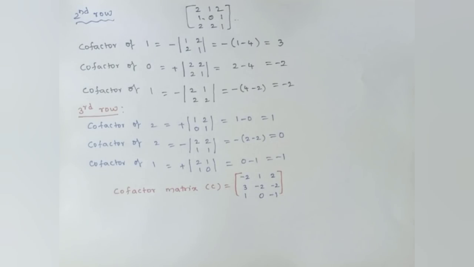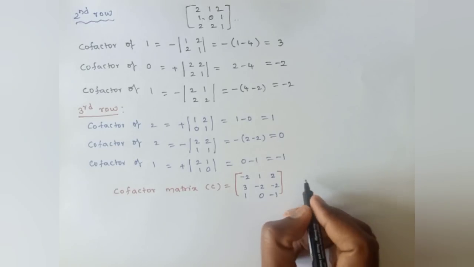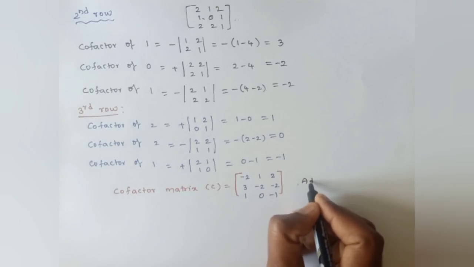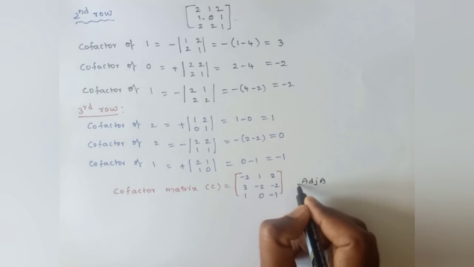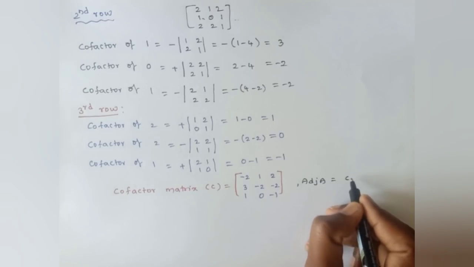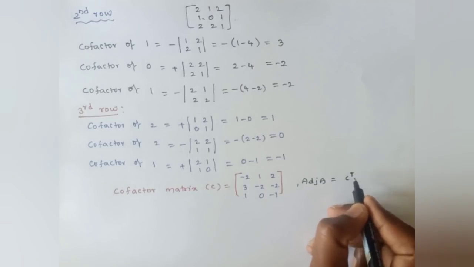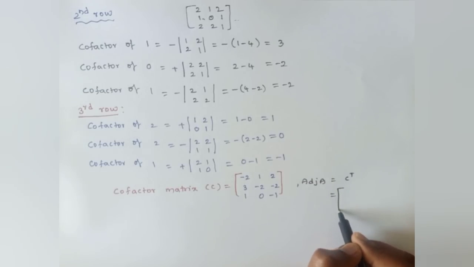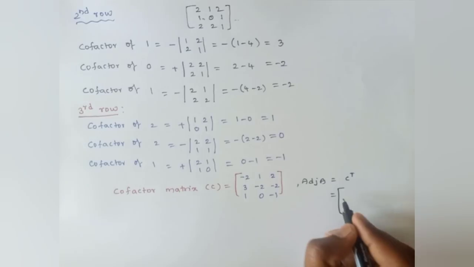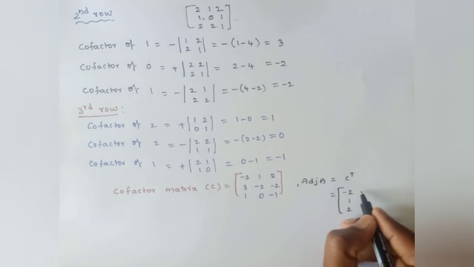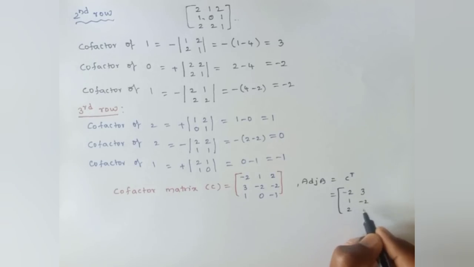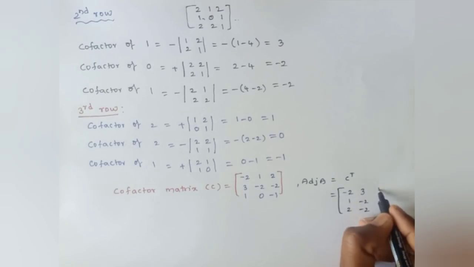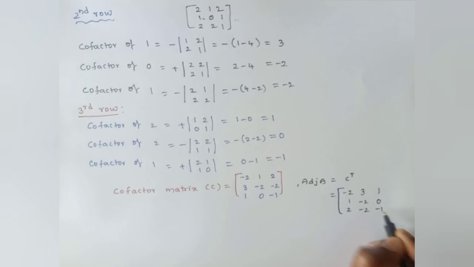Now, by using this, we can express the adjoint. Here we can write the adjoint of the given matrix. Adjoint of A is nothing but, the definition of adjoint A is the transpose of the cofactor matrix, that is by interchanging the rows into columns. So this is -2 1 2, 3 -2 -2 and 1 0 -1. So this is our adjoint.